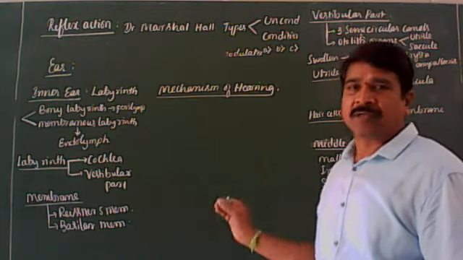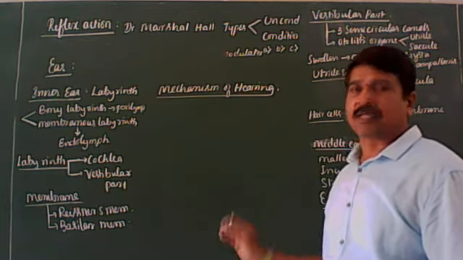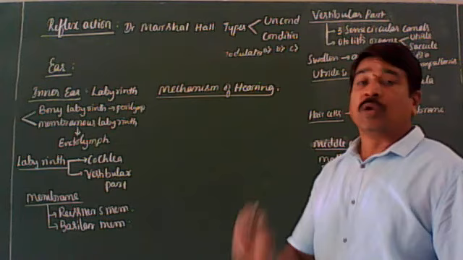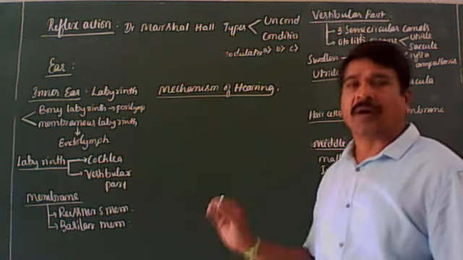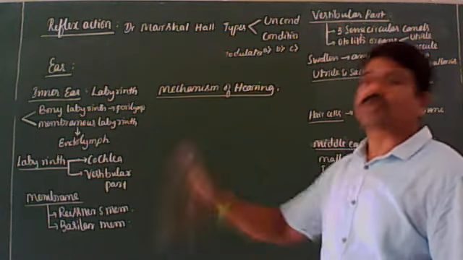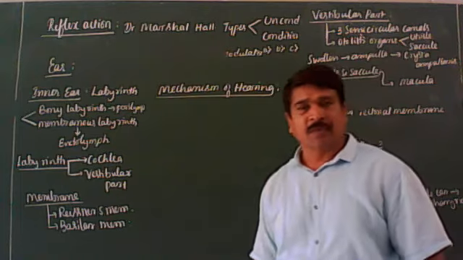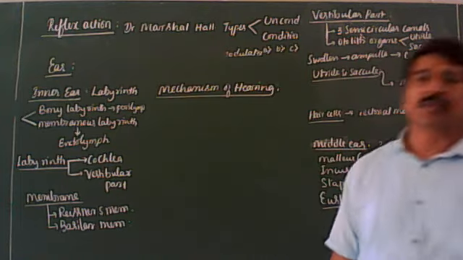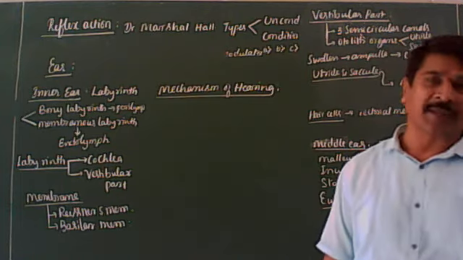So dear students, with the help of these sense organs, we have completed neural control and coordination. The next chapter, the last chapter in human physiology, is chemical coordination and integration. That I am going to explain.